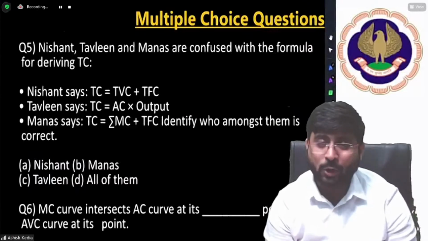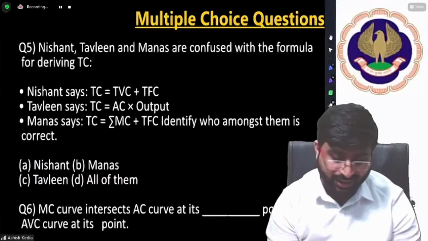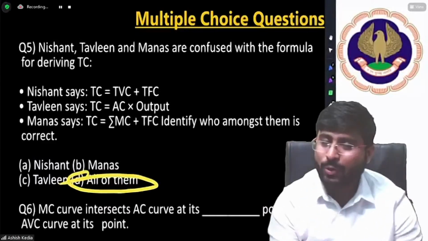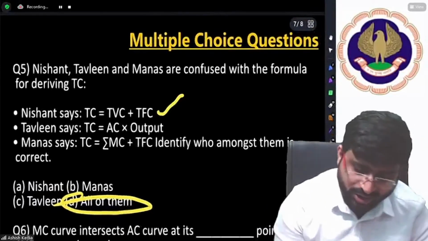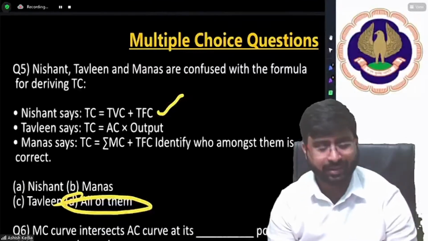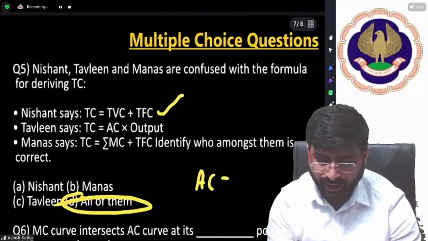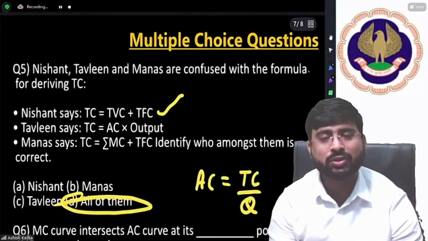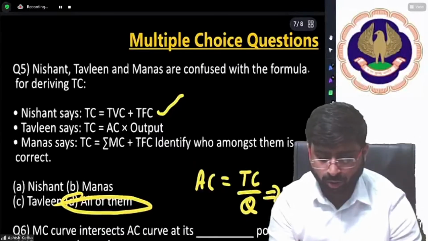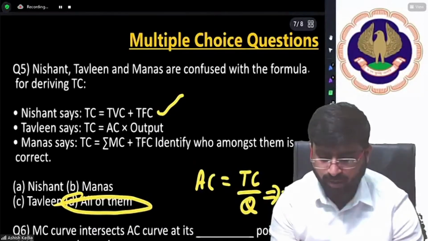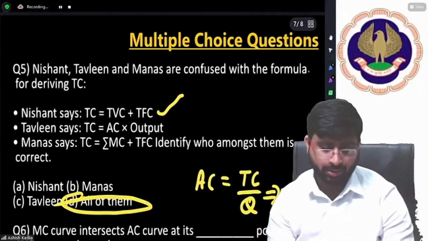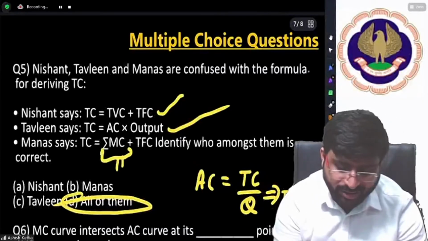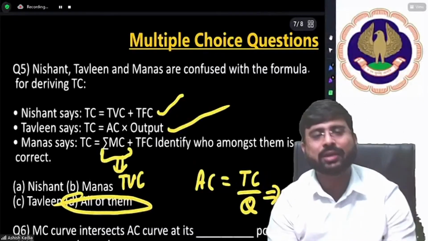Absolutely. So all of you are saying C, D, all of them. Not C, it will be D. You know why? Because yes, total cost is TVC plus TFC, correct? Now similarly, average cost is total cost divided by quantity produced. So what is total cost equal to? Total cost is equal to average cost into quantity. So this is also correct. Now, what is sum total of marginal cost? It is nothing but total variable cost.